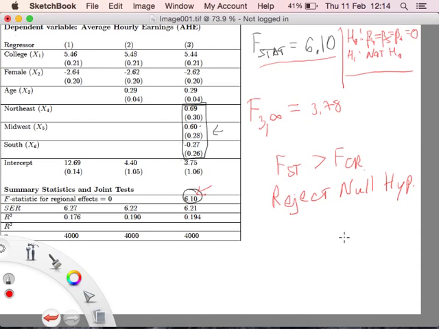Now, what is the economic meaning of this decision? What do we conclude? What do we comment in a sentence or two?